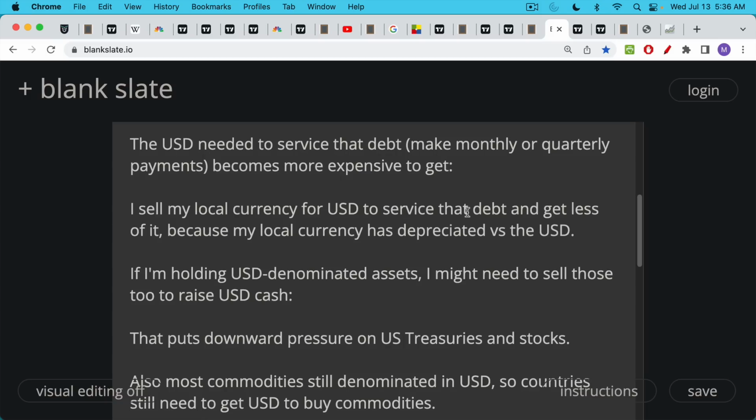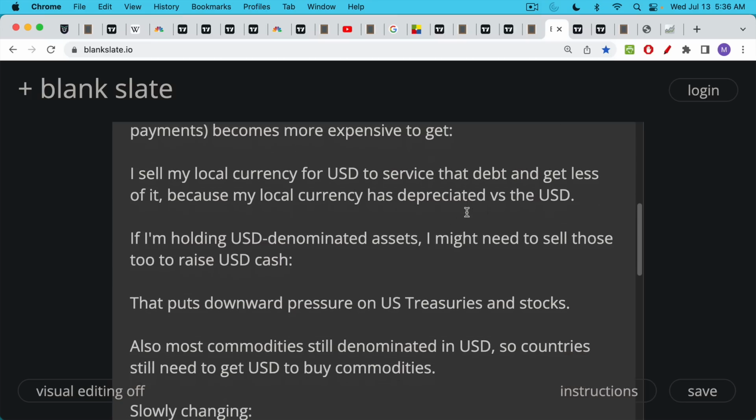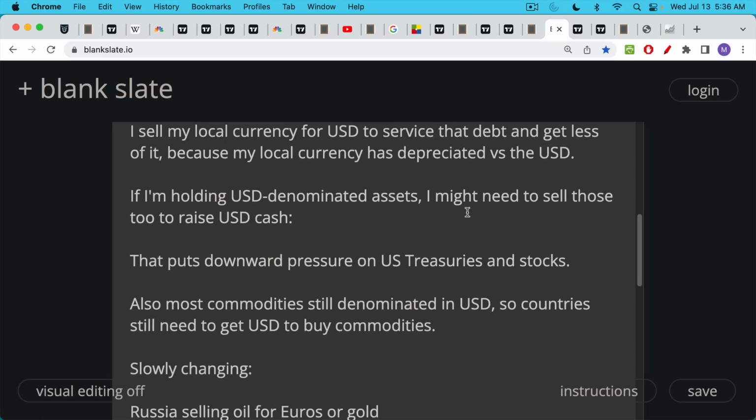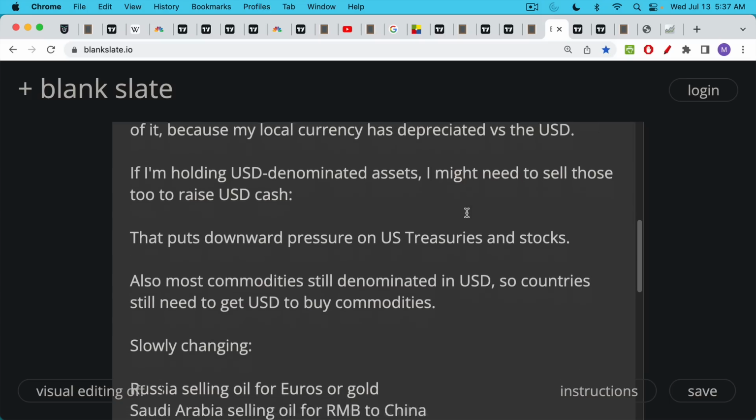So if I'm holding US dollar denominated assets and I need to get my hands on US dollars to service this debt, I might need to sell some of those US dollar denominated assets as well to raise cash. This puts downward pressure on those US dollar denominated assets, whether they're US treasuries, government bonds, or US stocks. Also, most commodities are still denominated in US dollars, and so countries need to get their hands on US dollars, not just to service their US dollar denominated debt, their eurodollar debt, but also to buy these commodities.